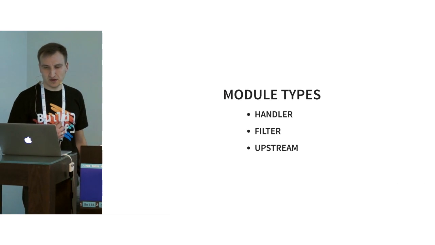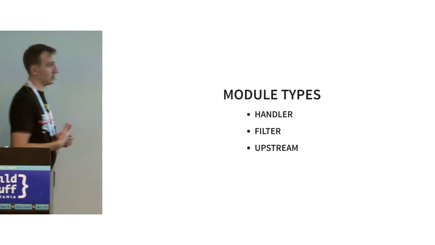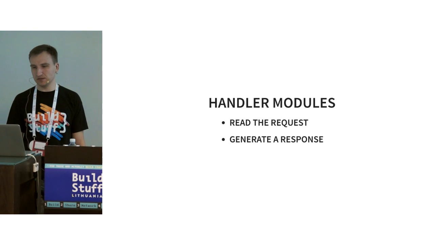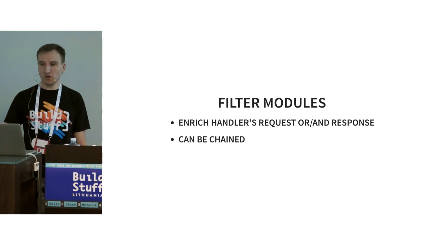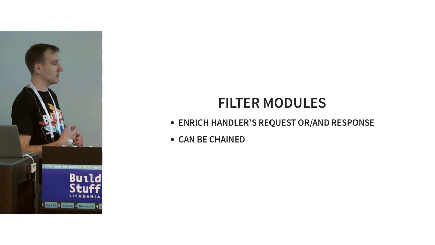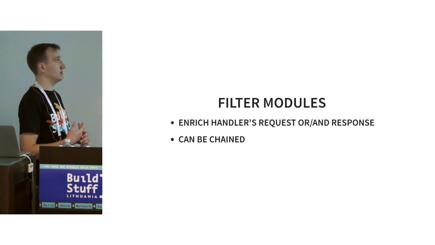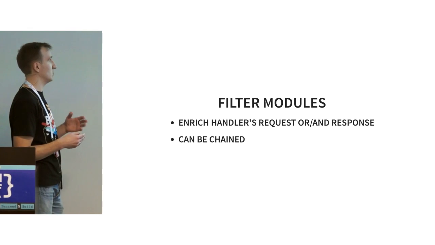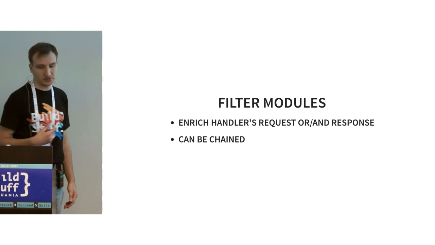There are three types of modules: handlers, filters, and upstreams. So handler modules basically read the request and generate the response. Filter modules could be used for enriching the handlers, for example, by adding some custom headers. And also these filter modules can be chained. That means that when one filter finishes processing, the processing is passed to another filter.